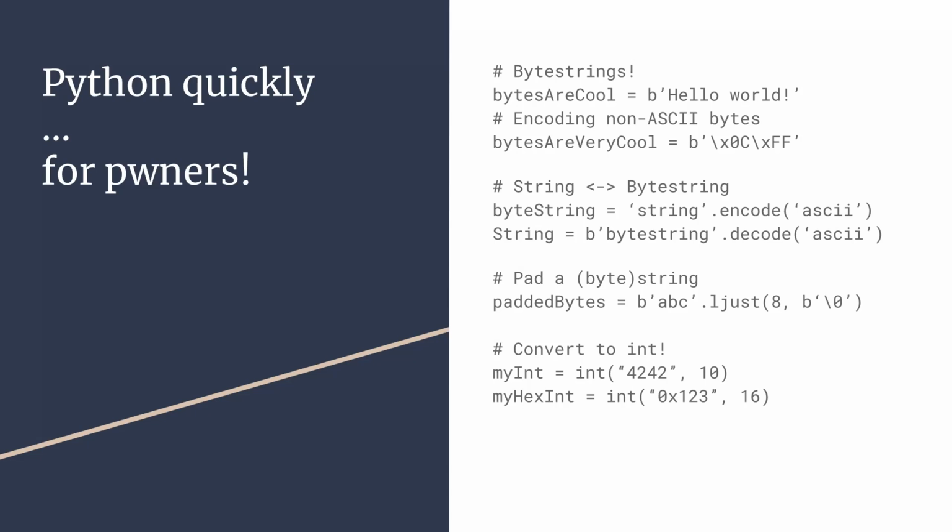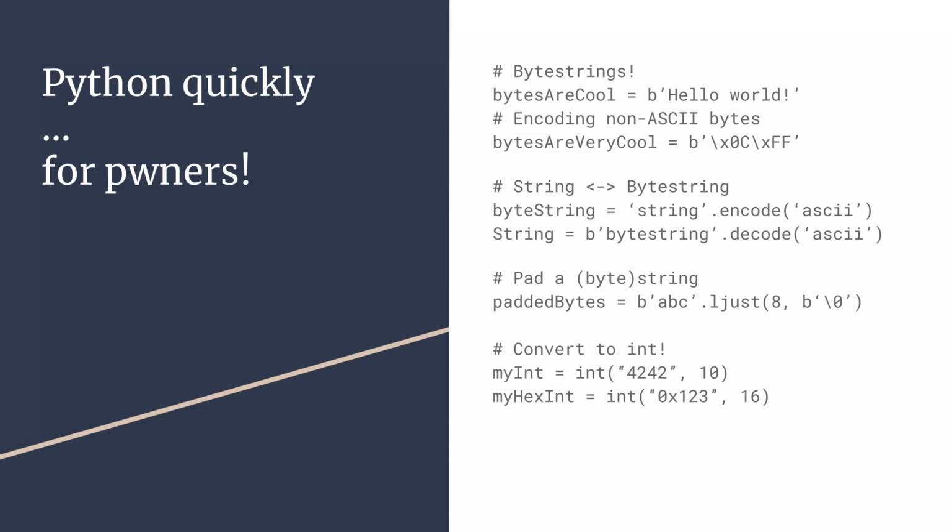And also you can convert between normal strings and byte strings by using the encode and decode functions like I used there. And you specify the encoding like ASCII or Unicode or whatever. And there's a few other things that are useful for pwners. You could also use the ljust function to pad a byte string, which is useful in cases where you get a partial pointer and need to pad it out. We may have an example of that later.